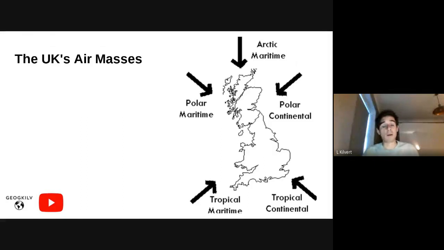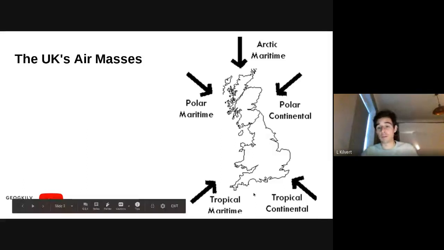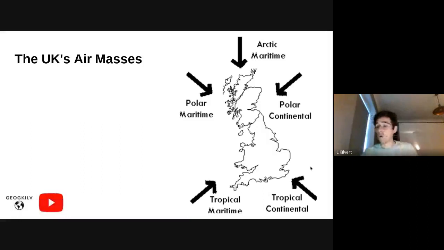So if it's the summer and we've got a tropical continental air mass moving over the UK, in other words our weather is coming from down here in the southeast, we're more likely to get warm, dry weather, the sort of weather that would give us heat waves. Likewise, if it's the winter and we get an Arctic maritime or a polar maritime air mass, it tends to bring cold, wet weather, which will usually bring us snow as our extreme weather event.